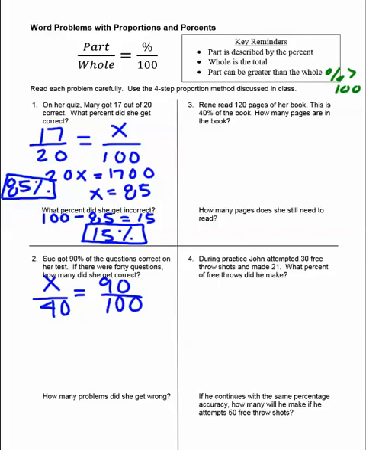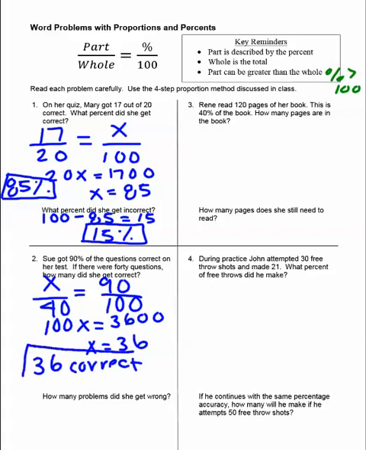Now here, once again, solving our proportion, we have 100 times x is equal to 3,600. Now, when you divide both sides by 100 and solve, you get x is equal to 36. Now 36 here represents the number of questions answered correctly. Remember to always label our answer.